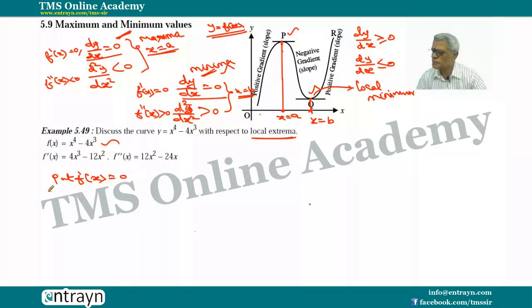That is 4x cube minus 12x square is equal to 0. Take 4x square as a common factor. If I take 4x square as a common factor, it is x minus 3. So equating this to 0, this implies x is equal to 0 or x is equal to 3.